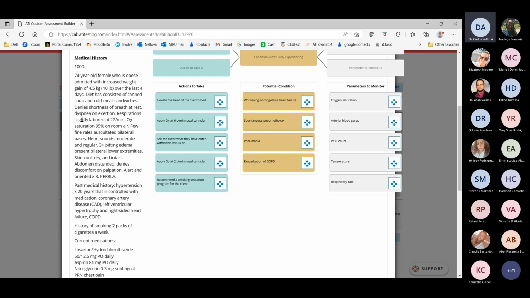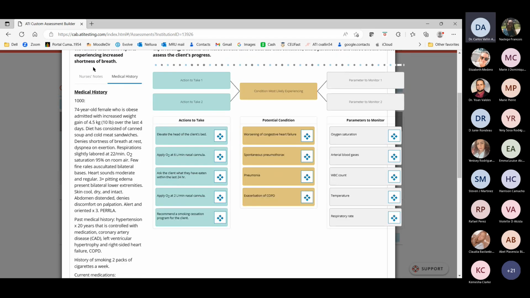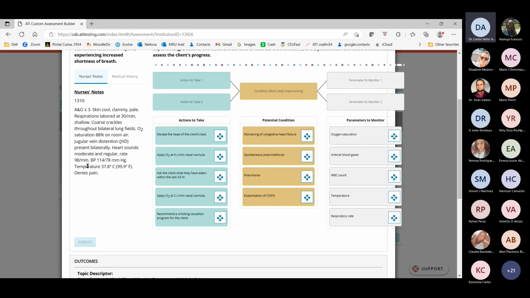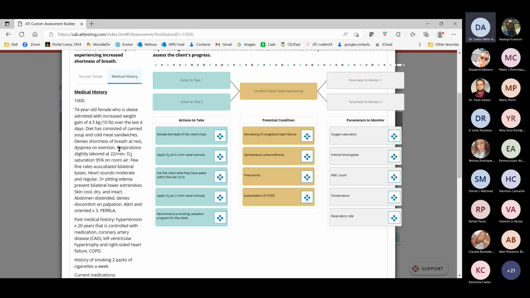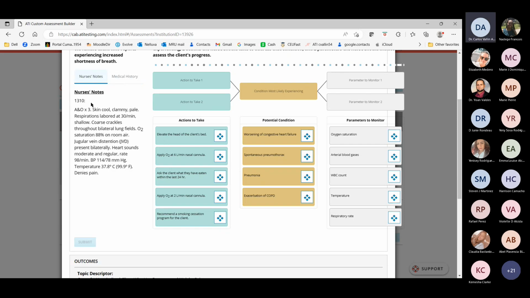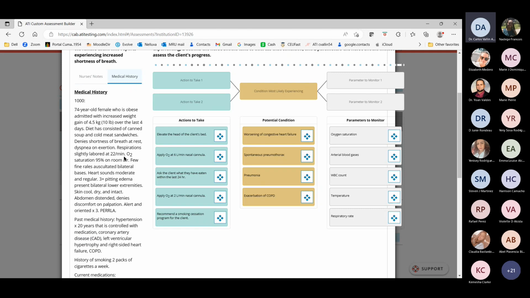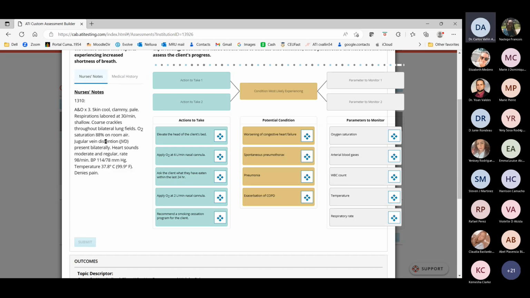Respiration is slightly labored earlier, 22 per minute. When the nurse saw the client later at 1:30, it was worse, 30 per minute. But earlier at 10 a.m. it was only 22. So this patient deteriorated from 10 a.m. to 1:30 p.m. Oxygen saturation was 95% on room air earlier. When the nurse saw the client later, the client had 88. So deterioration.